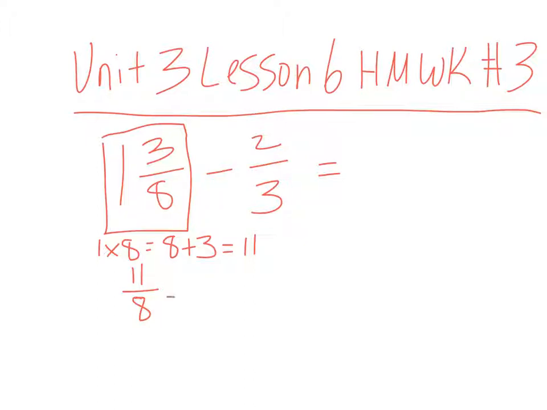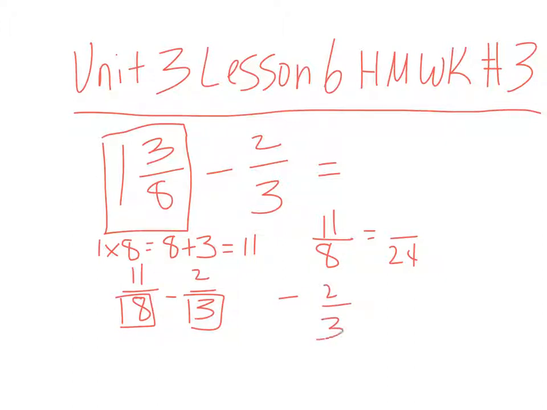Now I can subtract it from 2/3 because now they're both fractions. But hopefully you're noticing that they don't have a common denominator. These denominators are different. So I've got to get them to be the same, which is what we did all last week. So we count by 8s in our head. We count by 3s in our head. And hopefully we realize that they meet at 24. So I'm going to get both of these fractions to be equivalent to something over 24.